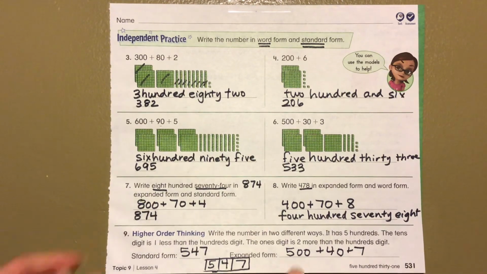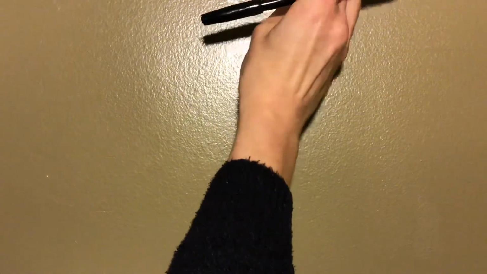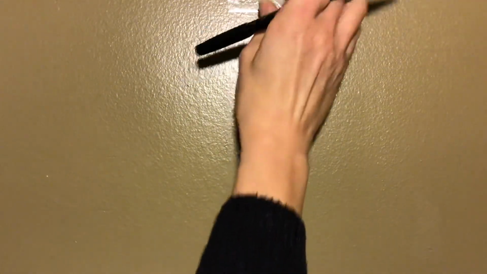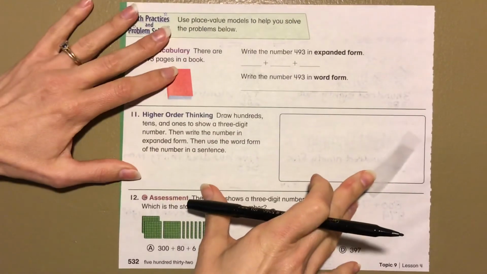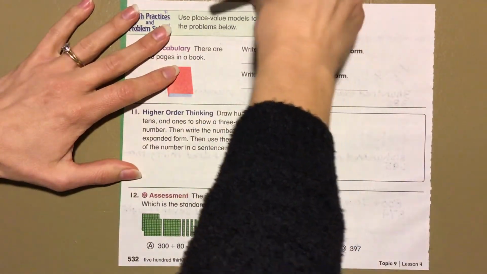Phew! All right, let's go ahead and go on to our back page. Oops, my tape came off. Let's see if I can get this off my paint. All right. Go right here. All right.